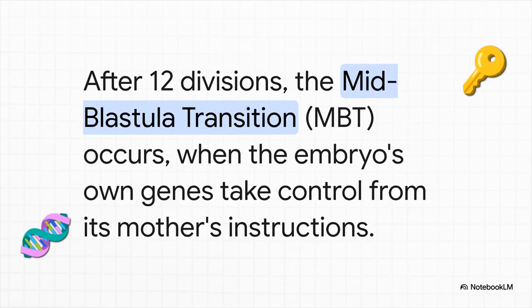Now, after about 12 of these divisions, something truly pivotal happens. It's called the mid-blastula transition. You see, up until this point, the embryo has just been running on autopilot, using instructions and materials left behind by the mother. But now, at the MBT, the embryo's own genes switch on. This is a critical handover. It's the moment the embryo becomes truly self-reliant, taking command of its own development for the very first time.